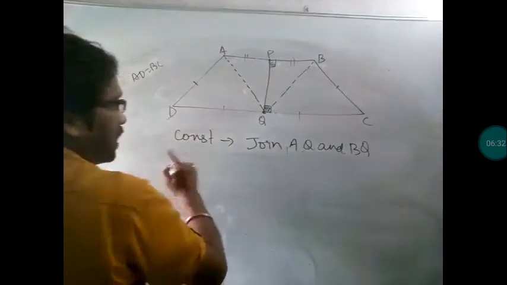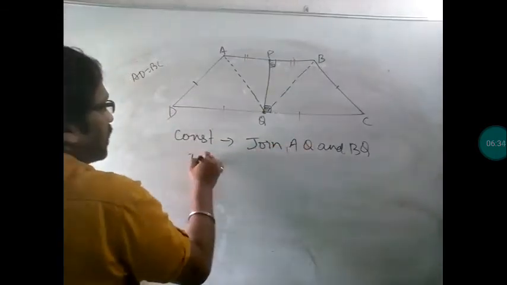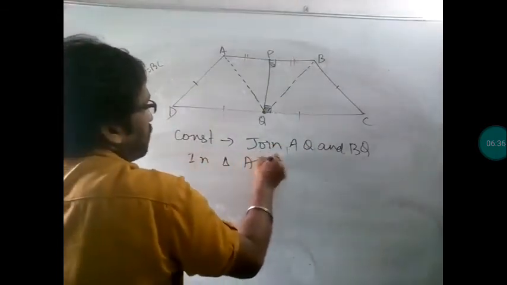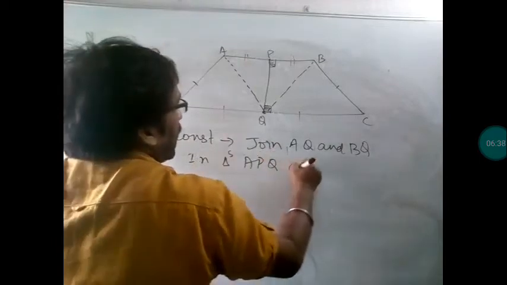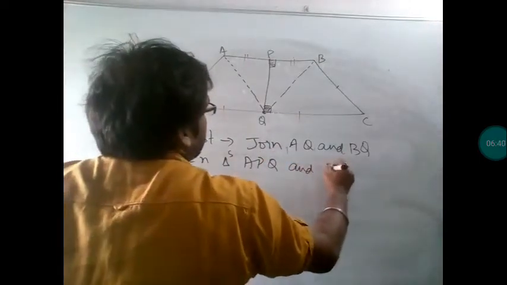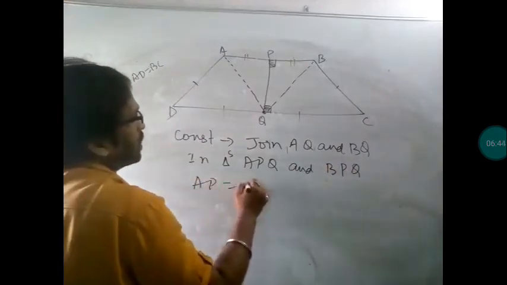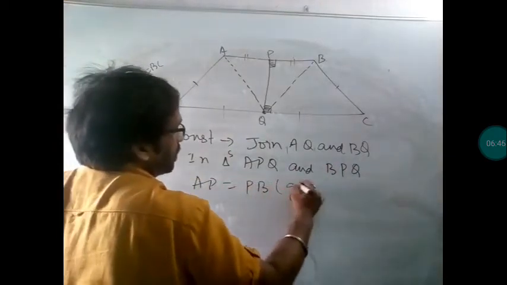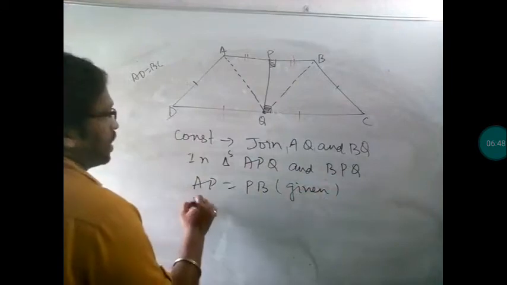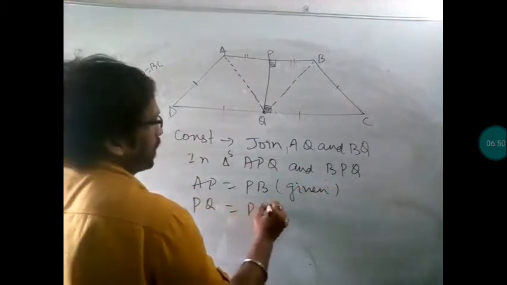We have to use congruency, and congruency we have to use in triangles. So now we have four triangles: APQ, PBQ, BQC, and ADQ. So we have lots of triangles, so our work will become easy. But today I will take first APQ and BPQ, and I will write all the relationships.